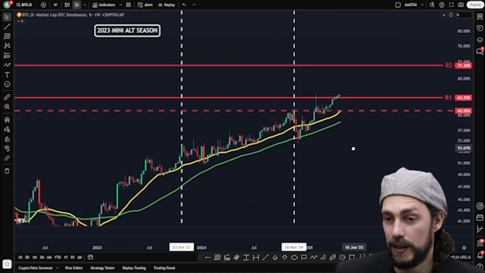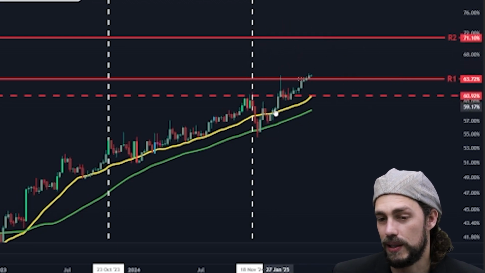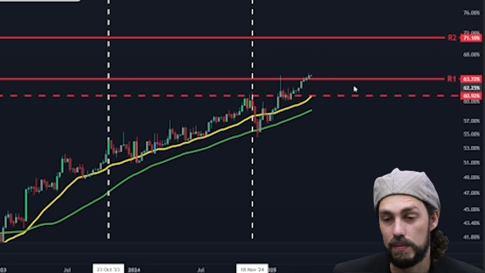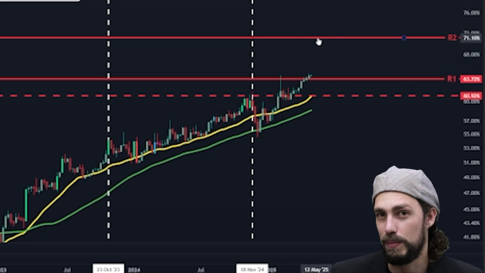And where we currently find ourselves now is in these resistance pockets. We can see that we have broken past our previous resistances, held it as resistance, and we've just broken past the R1 at roughly 63.7%. And we can see that the previous resistance level where the altcoin season started is at the 71% level, give or take.